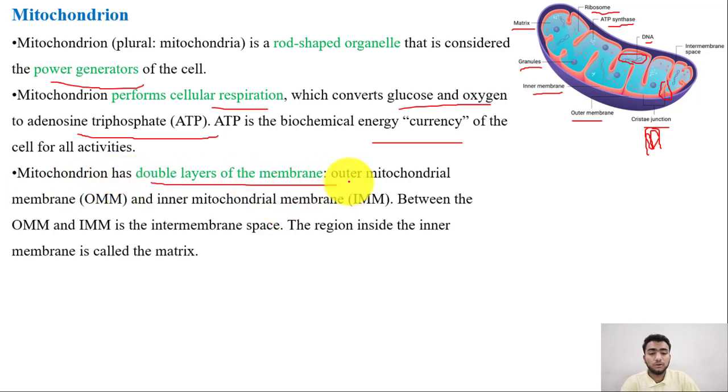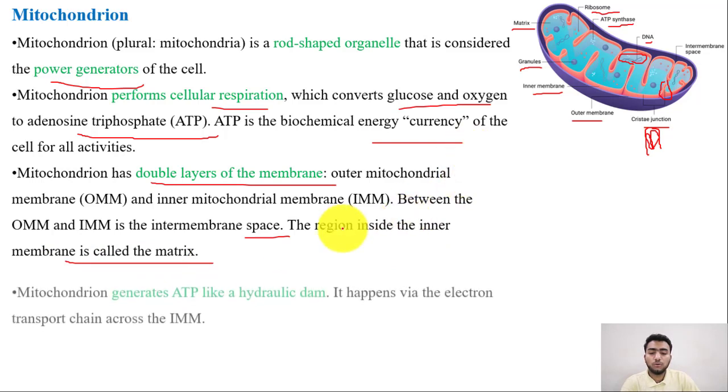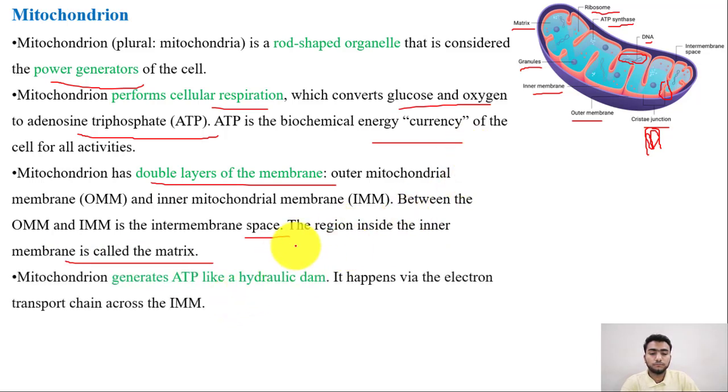Mitochondrion has double layers of membrane. This is really important to note: an outer membrane and an inner membrane. Between the OMM and IMM is the intermembranous space. Inside is the matrix, the space between the inner membrane and the outer membrane of the mitochondria. It generates ATP like a hydraulic dam. It happens via the electron transport chain across the IMM.